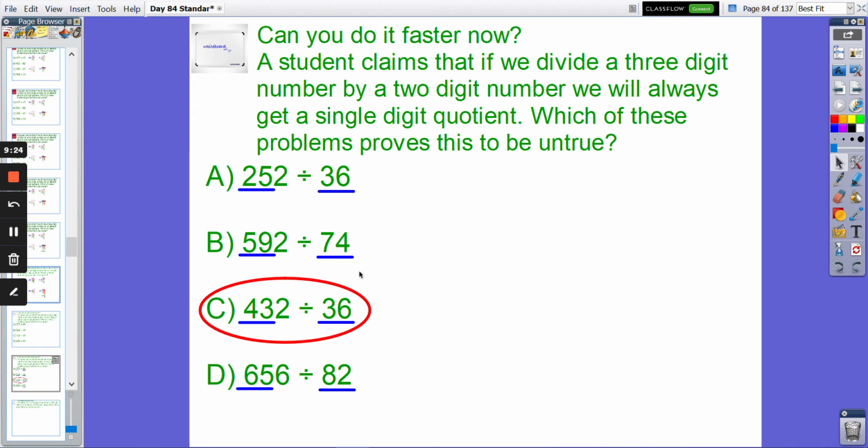How can we tell that that was going to be a 2-digit quotient? Because if you look at the numbers, 36 can go into 43. So you know there's going to be a 2-digit quotient there. 74 cannot go into 59. 36 cannot go into 25. 82 cannot go into 65. So it's C.